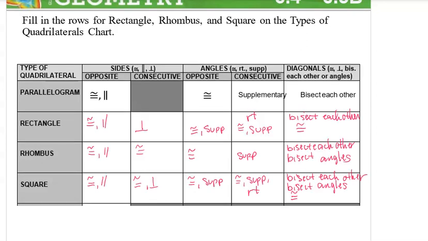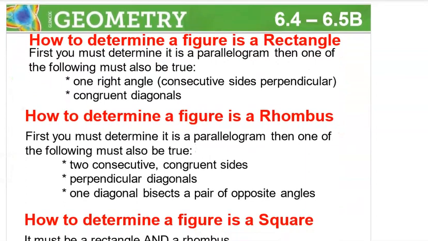So something you need to notice is the opposite sides are all congruent and parallel for all of these types. Consecutive sides are either perpendicular for a rectangle, congruent for a rhombus, or both of those for a square. So a square is everything that the rectangle and rhombus is, but a rhombus is not always a rectangle, and a rectangle is not always a square, but it could be.